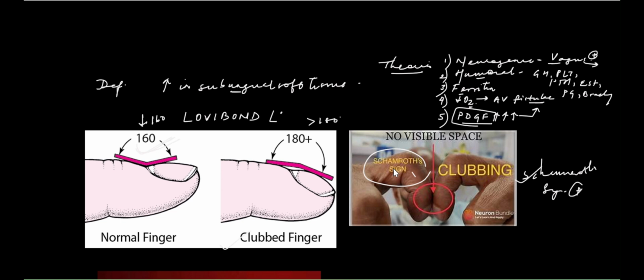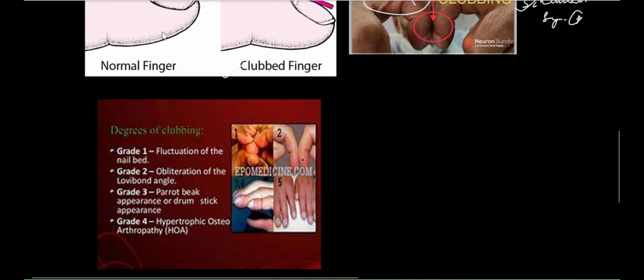Then they ask you about the gradings of clubbing. There are four gradings. The very first is fluctuation test positive. The second one is obliteration of the Lovibond angle, which you'll be able to see by making the Schamroth's sign. Then there can be a parrot beak appearance because of increased curvature, or a complete box-shaped distal digit becoming a drumstick appearance. Both of these appearances come under grade 3. And grade 4 is something very specific, which is called hypertrophic osteoarthropathy.